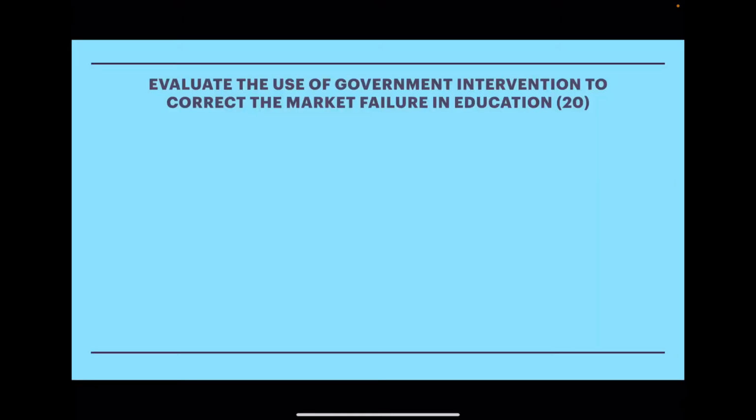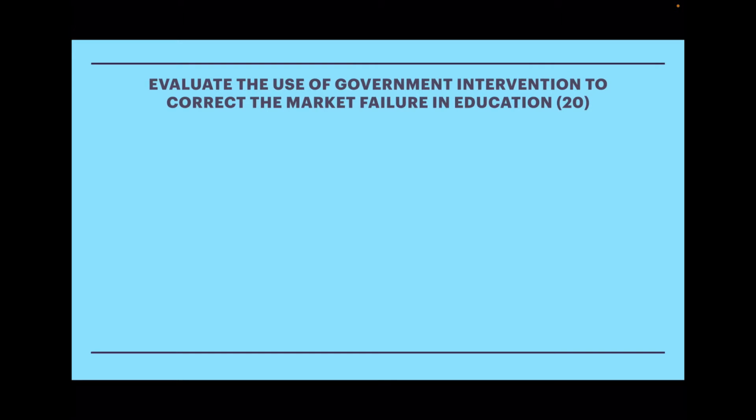price. So this is the essay. Evaluate the use of government intervention to correct the market failure in education. Now, this essay came with a passage to read. The passage gave you, there's a couple of important things in the passage that were relevant for the essay.